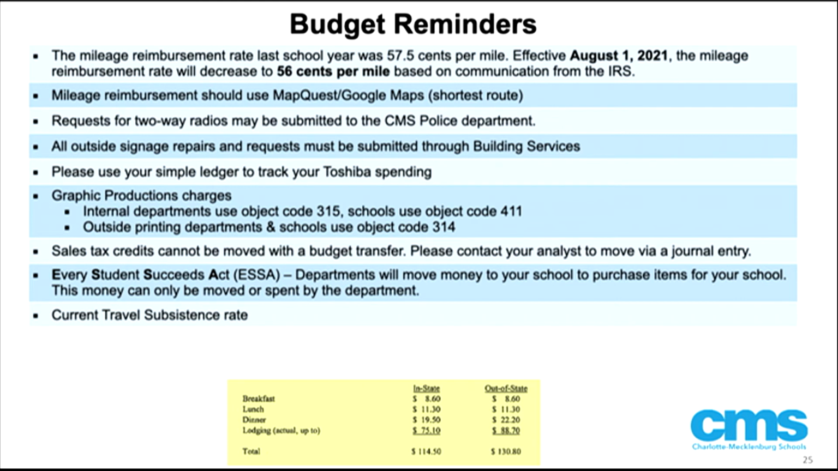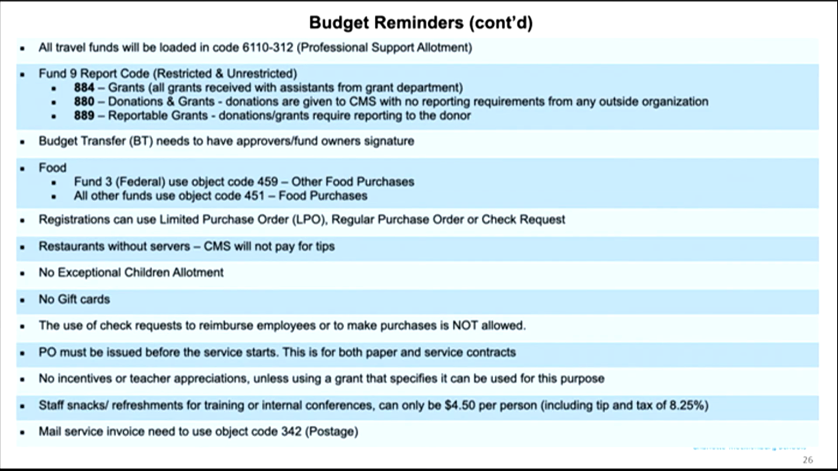And here are the current travel subsistence rates. If you're going to get breakfast while you're traveling, if you look down here at the bottom, in-state, right now it's $8.60. Lunch is $11.30. Dinner, $19.50, and so on. We put that in yellow at the bottom, just to remind you that that's what those prices are.